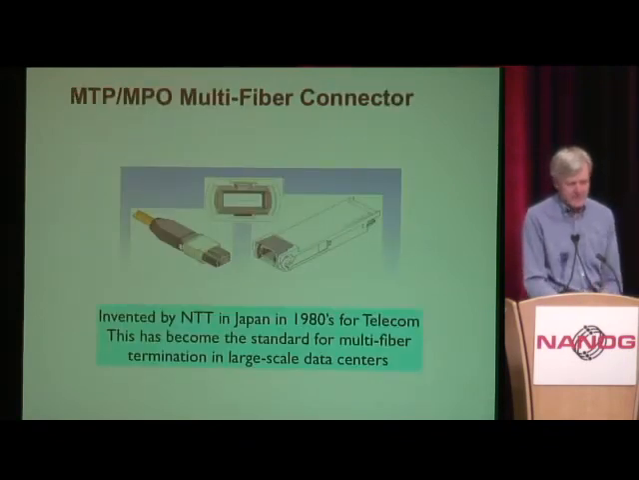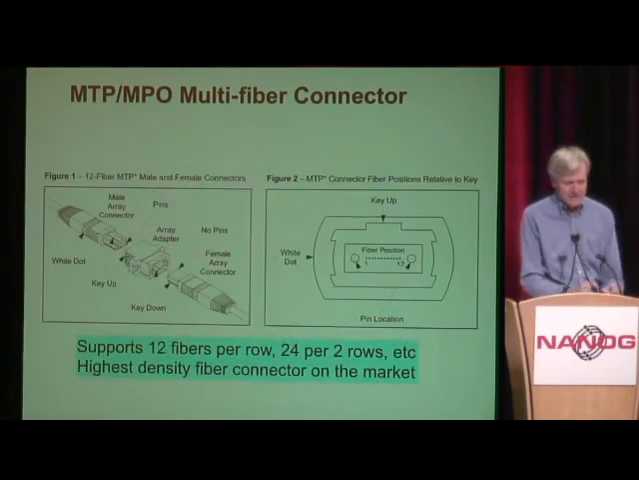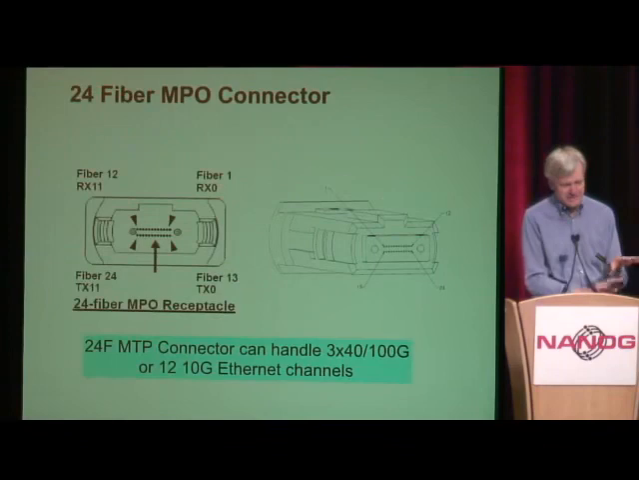These parallel fibers are terminated with the so-called MPO, MTP type of connectors, which were invented by NTT in Japan in the mid-1980s for telecom initially. But this is the standard connector for multi-fiber termination and is now used primarily in data centers. And the standard connector has 12 fibers per row, 24 per 2 rows, etc. Again, we like the one that has the 2 rows because it's more cost effective than the single row. So one of these plugs can handle either 12 10 gigabit channels or 3 40s at 10 gigabit speed or 3 100s at 25 gig speeds per channel.